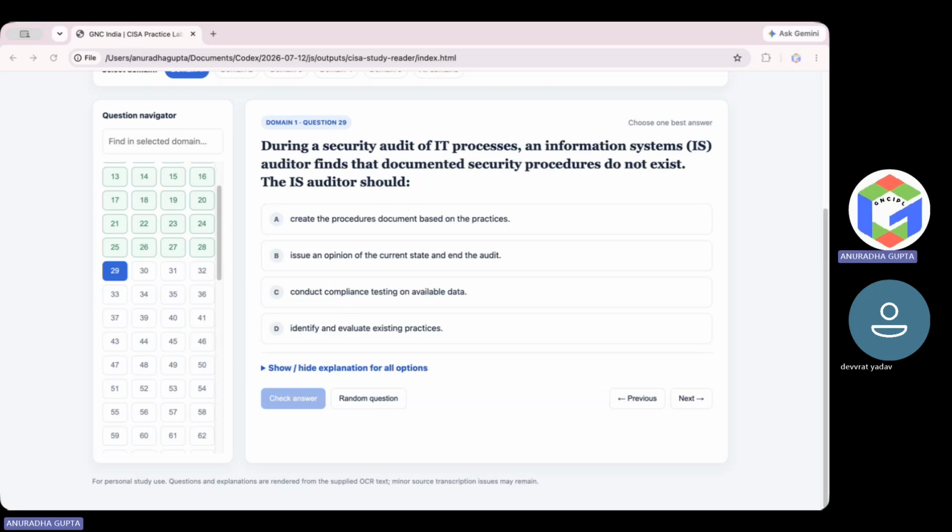Which can be the best option? Between C and D, I have doubt. Your voice between the two options is not clear. Am I audible? Hello? Yes. Am I audible? Now clear. Yes. Okay, just a minute.